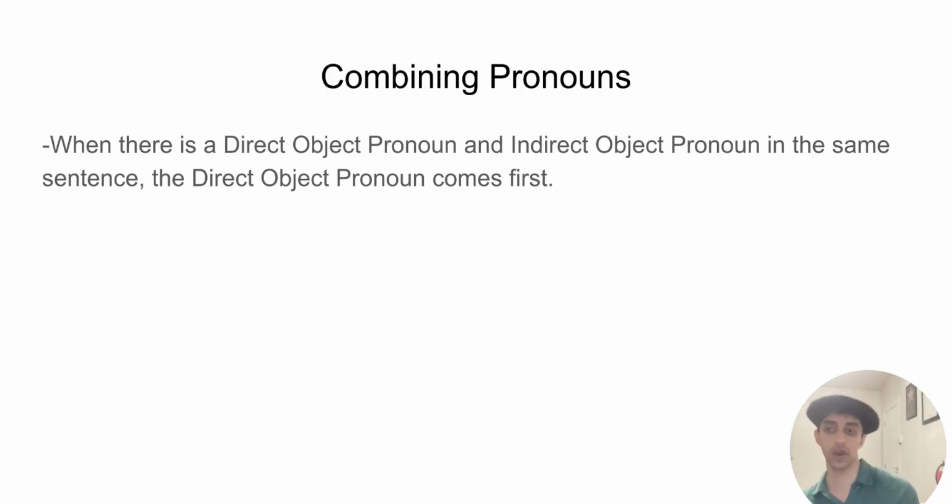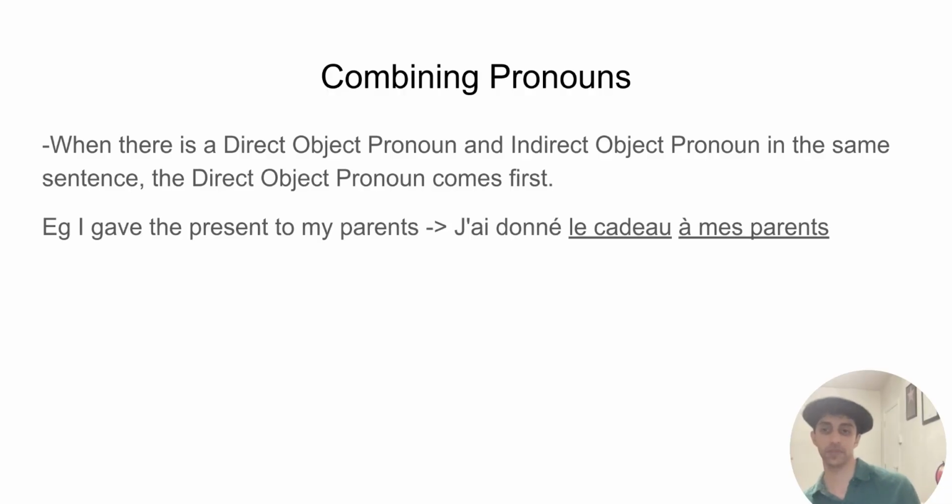And that is that the direct object pronoun always comes first. So if you have both of them, a direct object pronoun and an indirect object pronoun, in the same sentence, you always put the direct object pronoun first and then the indirect object pronoun after that. For example, if we were to say, I gave the present to my parents, which in French is j'ai donné le cadeau à mes parents, you could say, I gave it to them.